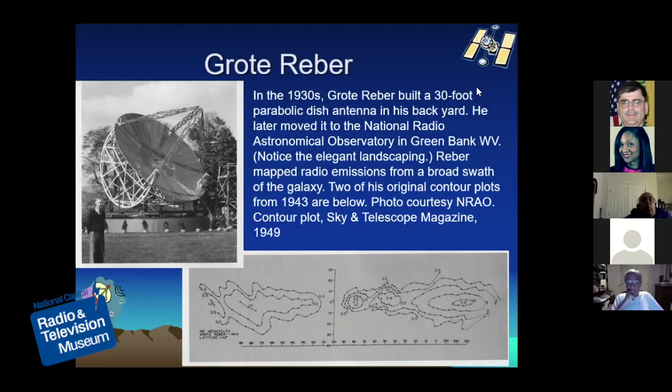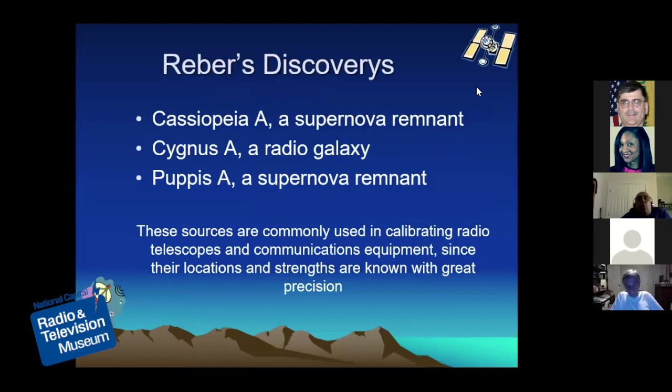So Mr. Reber was quite an innovator, and I'm sure his wife watched him for many, many months as he put his radio antenna together, and probably thought that he was going out of his gourd doing it. But he made the first real structured contributions to radio astronomy. So what did he discover?